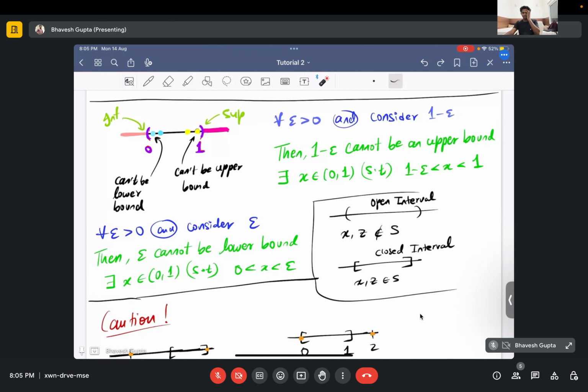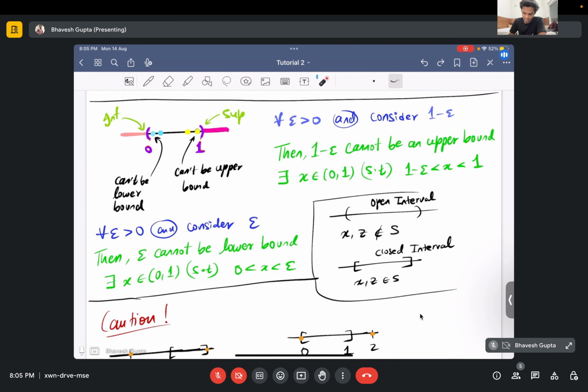Let's say you have this good old situation in which you have zero and one as an open interval, and zero is your greatest lower bound and one is your least upper bound, which we also call the infimum and supremum respectively.